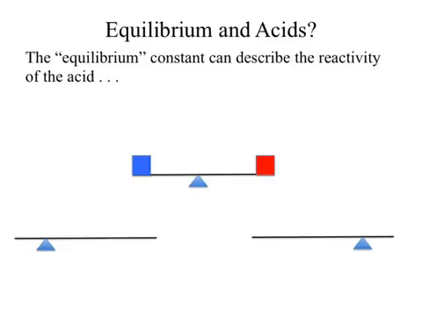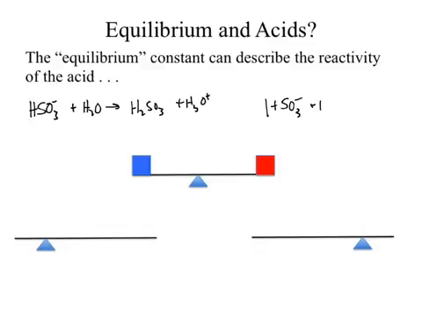So, equilibrium and acids. Could we use this to describe the reactivity of an individual acid? We just looked at two potential equations. We had HSO3 minus reacting with H2O to produce H2SO3 plus H3O plus, versus the other equation, which was HSO3 minus plus H2O to get you SO3 2 minus plus H3O plus.